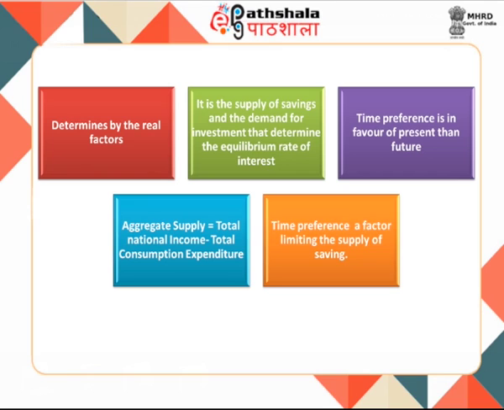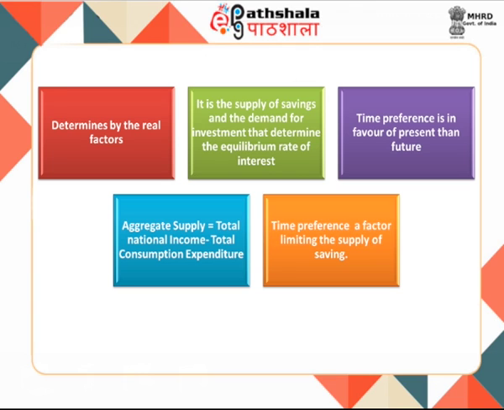According to the classical theory, the rate of interest is a real phenomenon in the sense that it is determined by real factors. It is the supply of savings and the demand for investment that determine the equilibrium rate of interest. The aggregate saving is the difference between the total national income and the total consumption expenditure. Given the current income, there is a natural or normal tendency on the part of economic units to spend that income on current or present consumption. That is, there is a time preference in favor of present rather than future consumption.